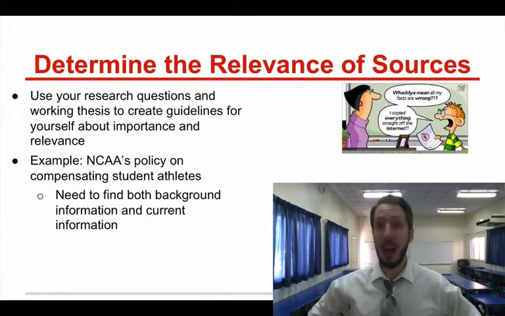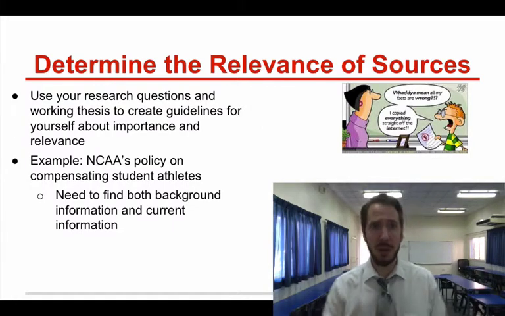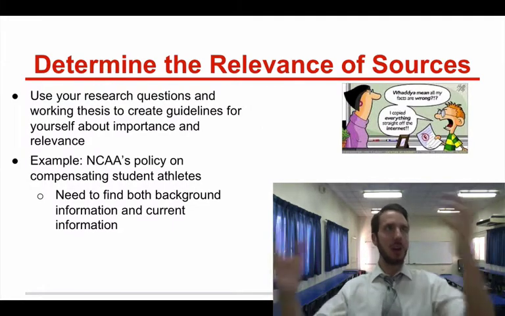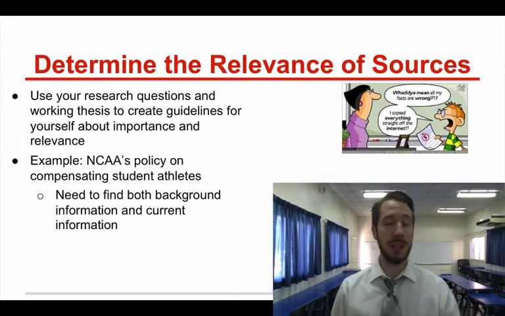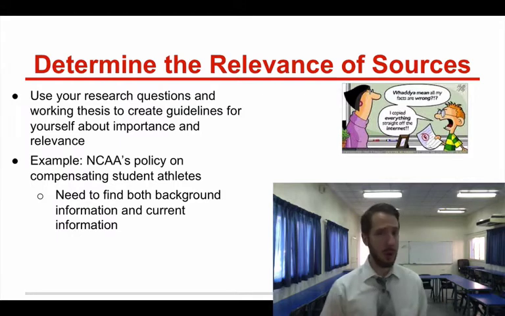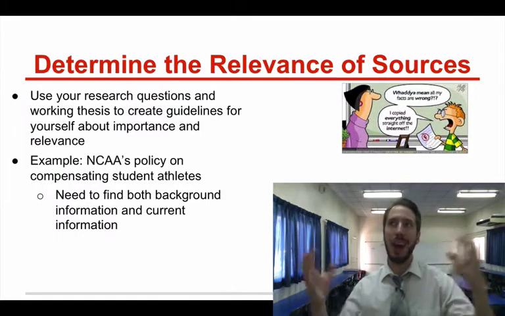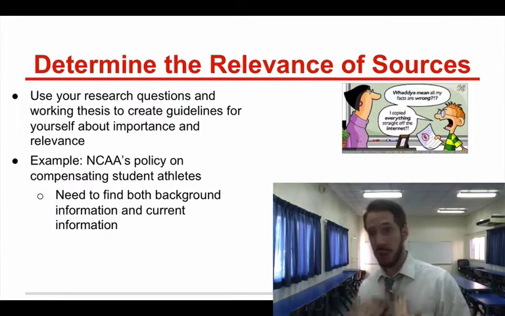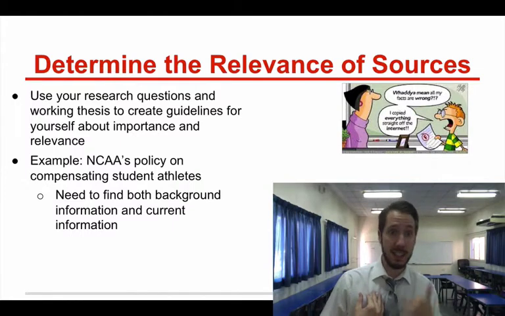Let's get started. Now, the first thing we have to do is determine, so let's say you've got all these sources, and they could be from a lot of different places. Magazines, they could be from peer-reviewed journals, they can be books, they could be data. But how do we determine how relevant these sources are going to be for our working thesis?